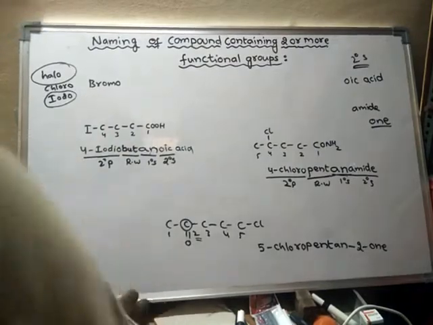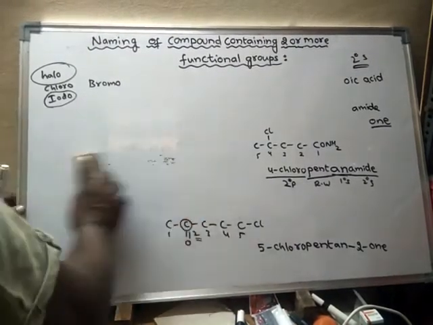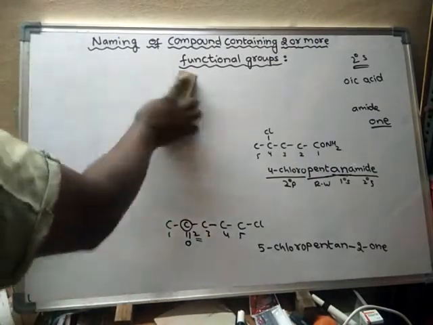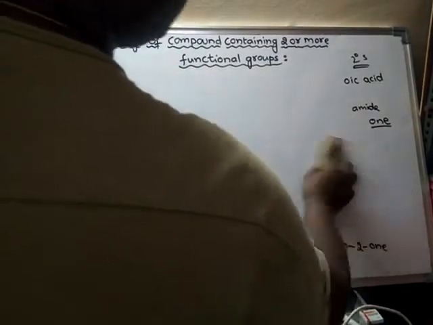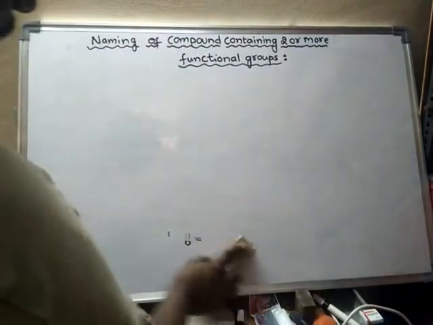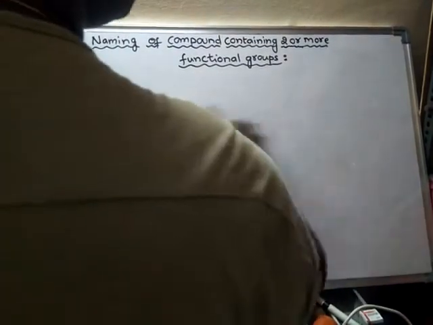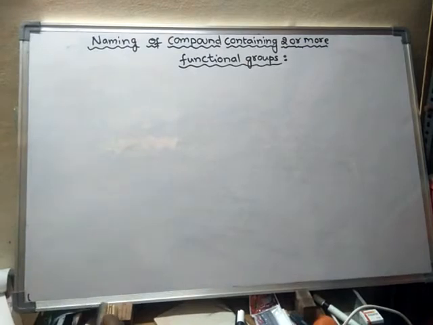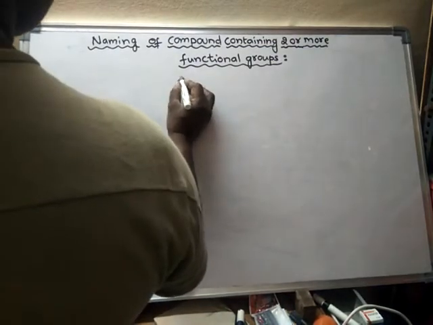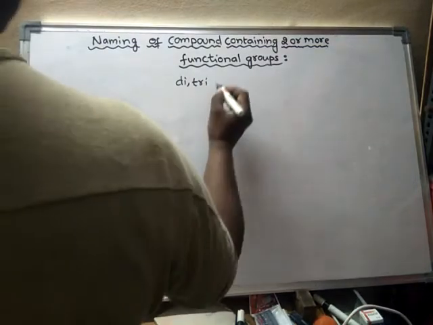Okay, right. So now we will learn how to name a compound containing two or more functional groups. If two or more same functional groups are there, how do we name the compound? Generally, if two or more same functional groups are present, then we have to use the terms like di, tri, tetra, etc.